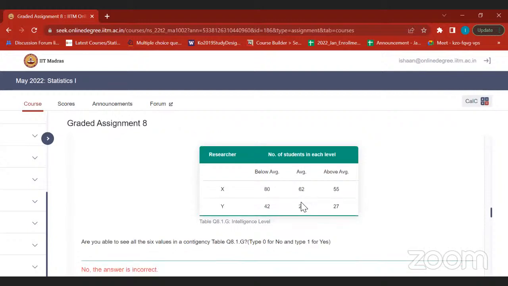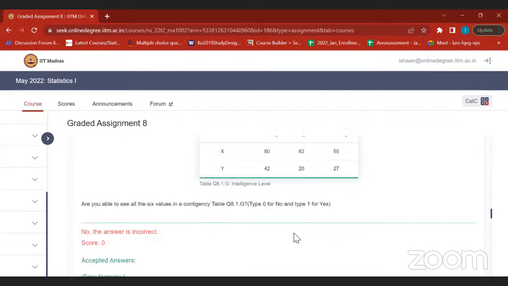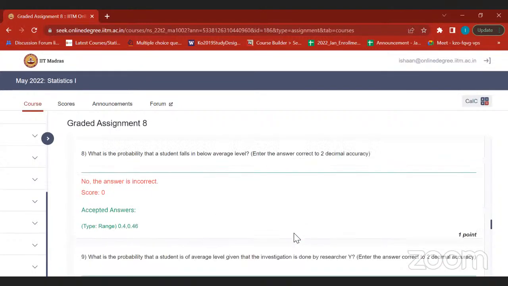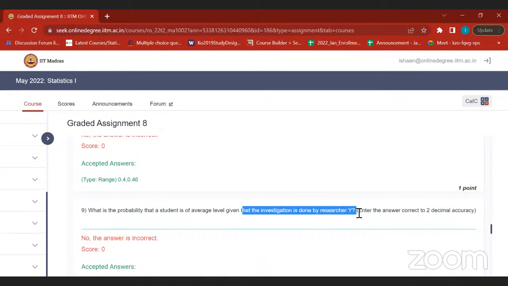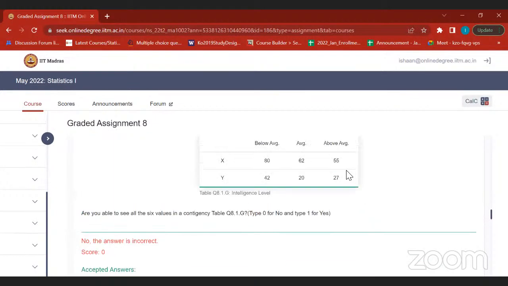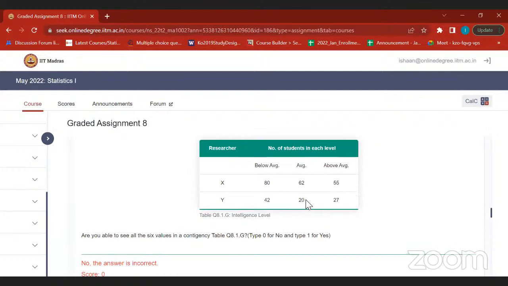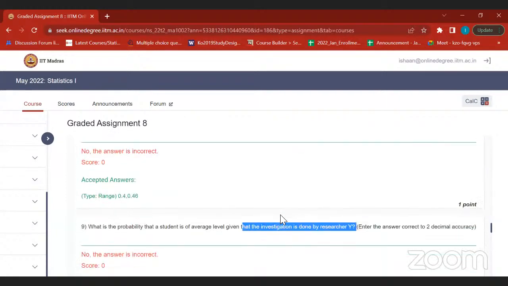We will only take researcher Y, because it is given that investigation is done by researcher Y. So our main focus is only on the results obtained by researcher Y. Now within that, you have to find the average. It is 20 upon the row sum, the number of students researched by researcher Y, right? And researcher X will be the same thing.